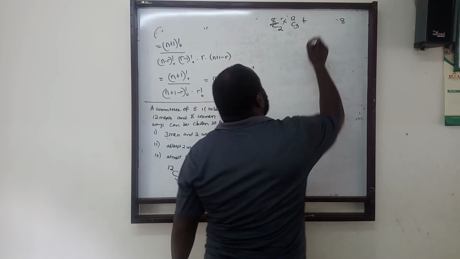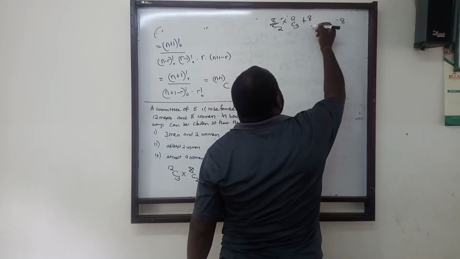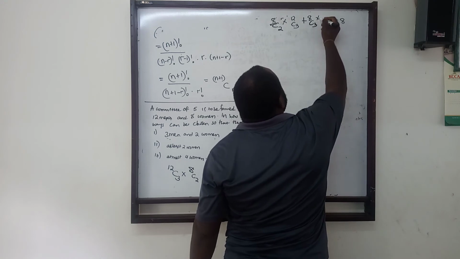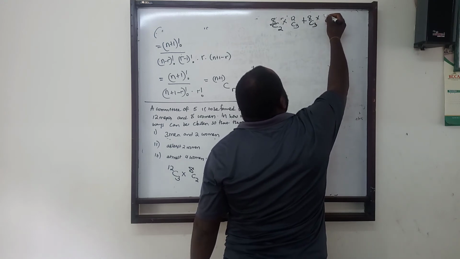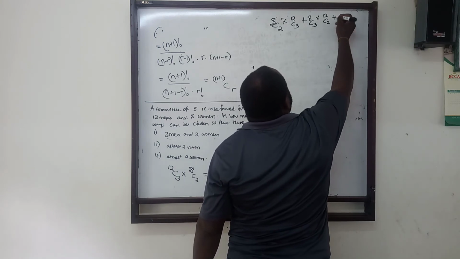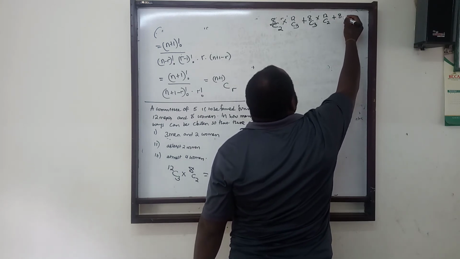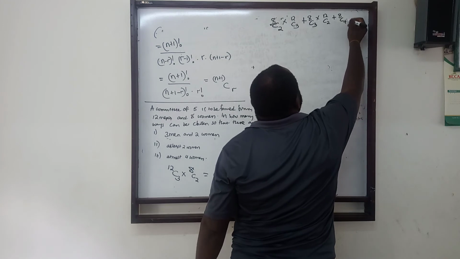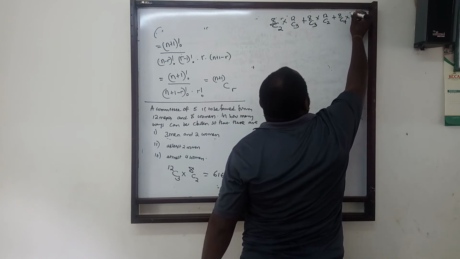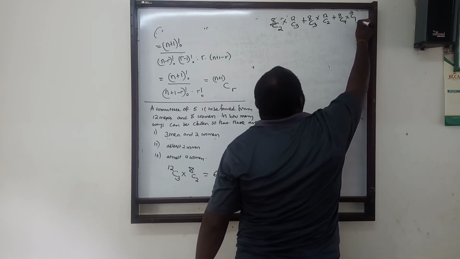Or we can have, out of the 8 women, we can choose 3 women, and how many men? And we can have 2 men. Or we can have, out of the 8 women, we can have 4 women, and we can have what? Out of the 12 men, we can have 1.